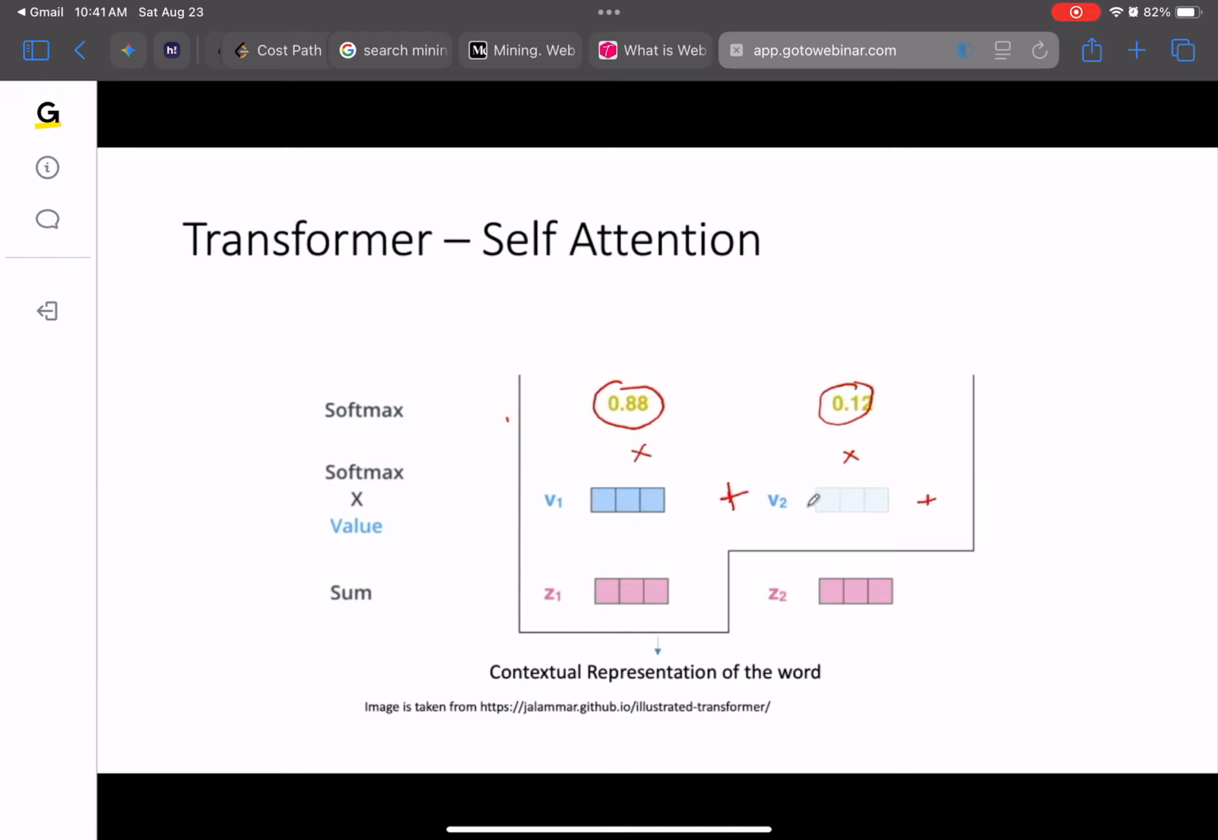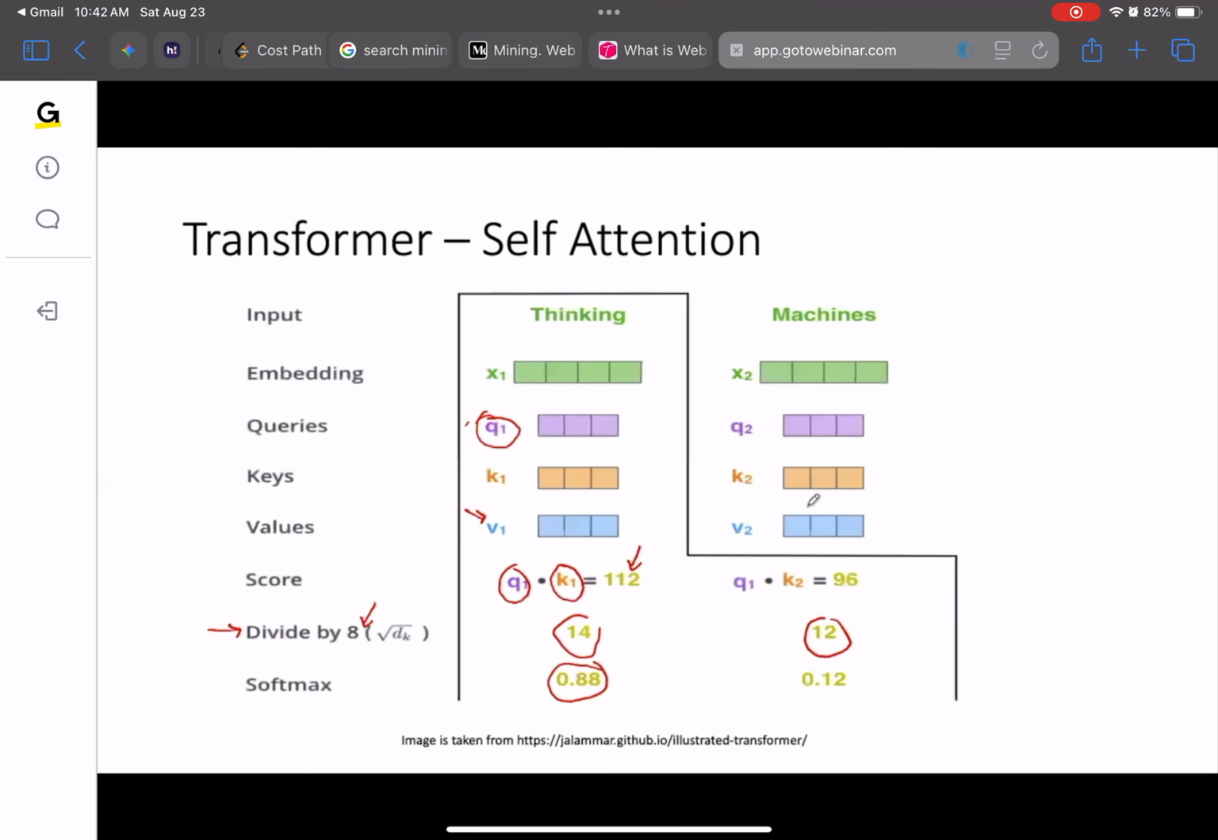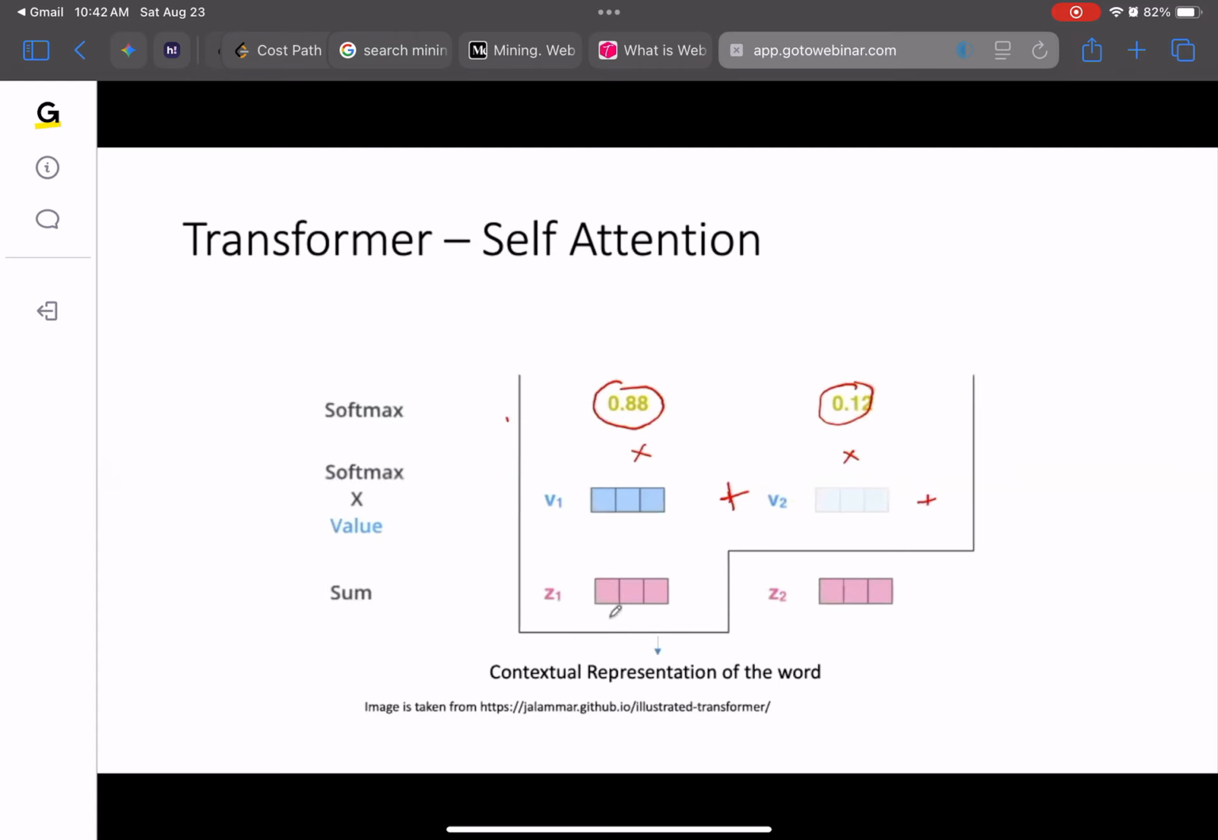So that basically gives a representation, in terms of other value vectors, for the current word. Once again, we are only dealing with this word x1. Only for q1 and x1, we generated a representation that is a combination of different value vectors, and that combination is decided based on these scores. So this is the contextual representation of the word that we get.